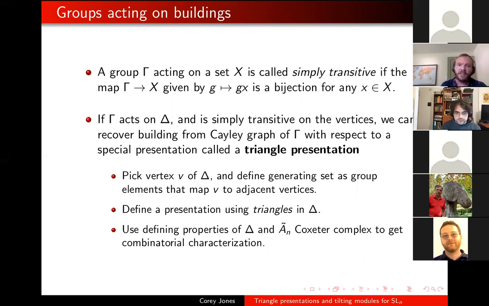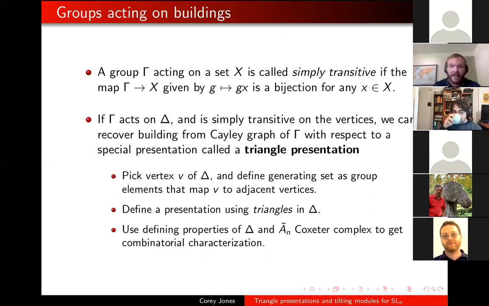And what's the significance of this? Well, if a group is acting on a building delta, and it happens to be simply transitive on the vertices, then you can actually recover the entire building just by looking at the Cayley graph of gamma with respect to a special presentation called the triangle presentation. So how do you build one of these things?